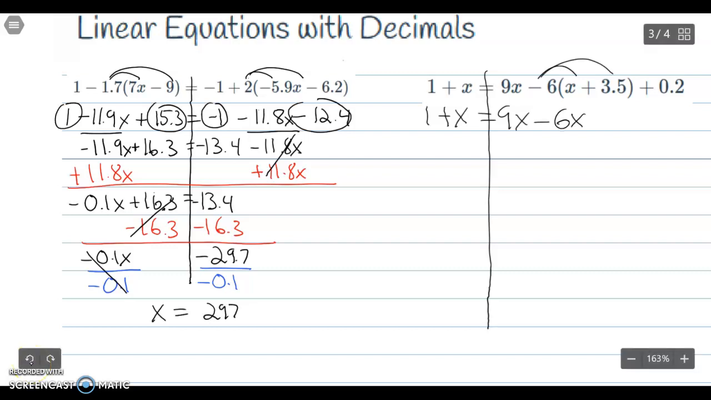X. All right, negative times a positive is a negative, and then 6 times 3.5 is 21. And then bring down this positive 0.2. All right, now here we already got everything simplified, but on the right side, I'm going to underline the variable terms and circle constant terms.